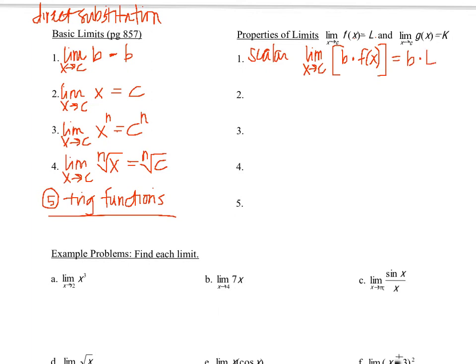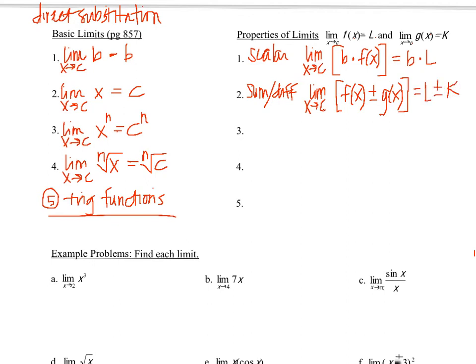If I multiply it by a scalar b, I can take the limit itself, which is L, and multiply it by my scalar. If I look at this idea of a sum or a difference, then I can take the limit as x goes to c of f of x plus or minus g of x. Since I'm going to the same value c for both of them, the limit of f is L and the limit of g is K, so all I have to do is add or subtract K, depending on what my function is asking me to do.